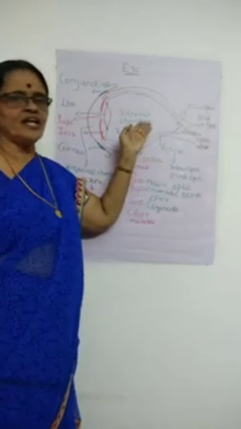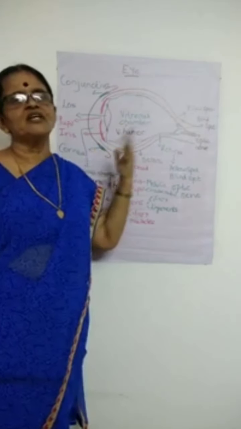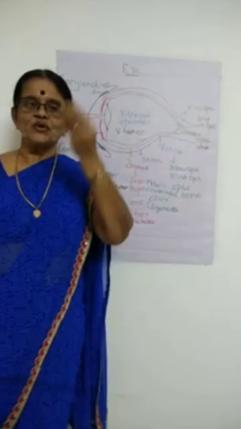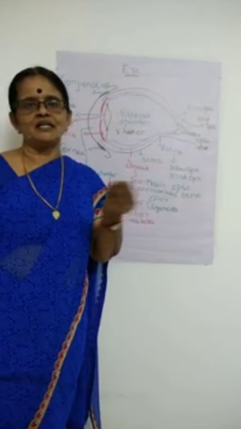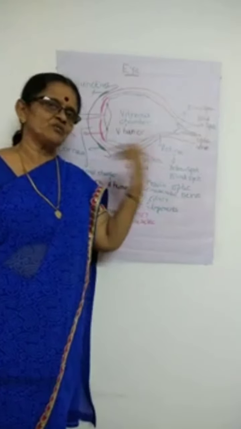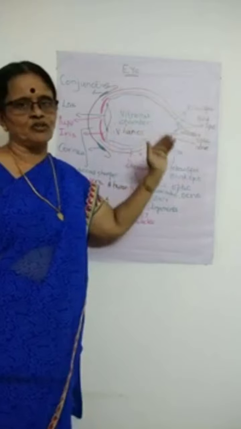I'll show you the jelly-like material, the watery aqueous, you can see the vitreous, and you can also see the lens, and also through the lens you can read certain things too. I'll show you some written material, you can read through the lens. So that practical we'll do once we come to school. So now you just study the theoretical part of the eye.